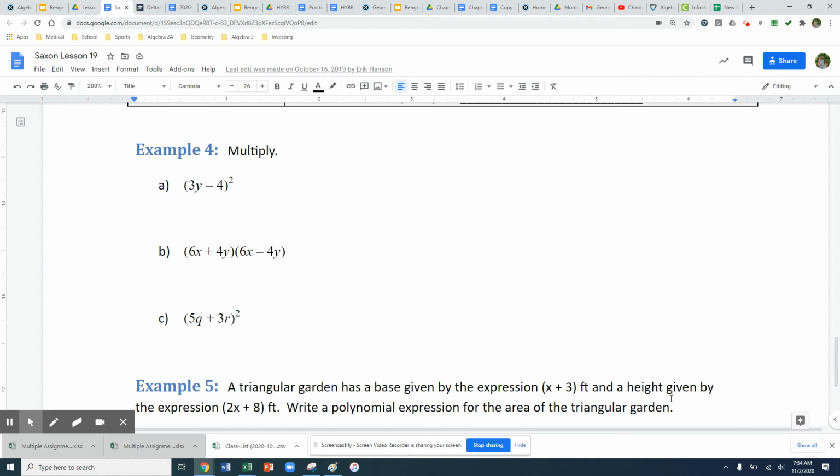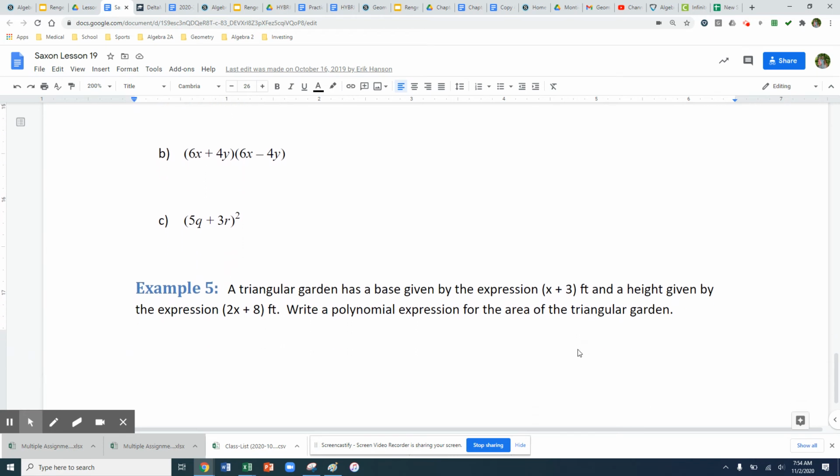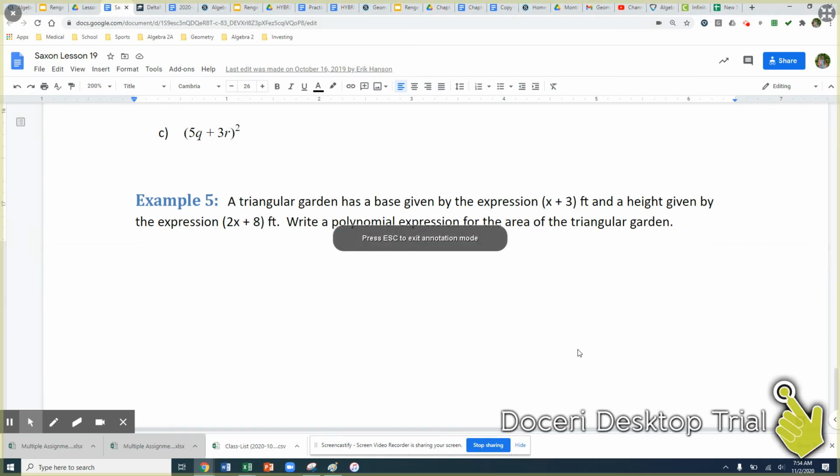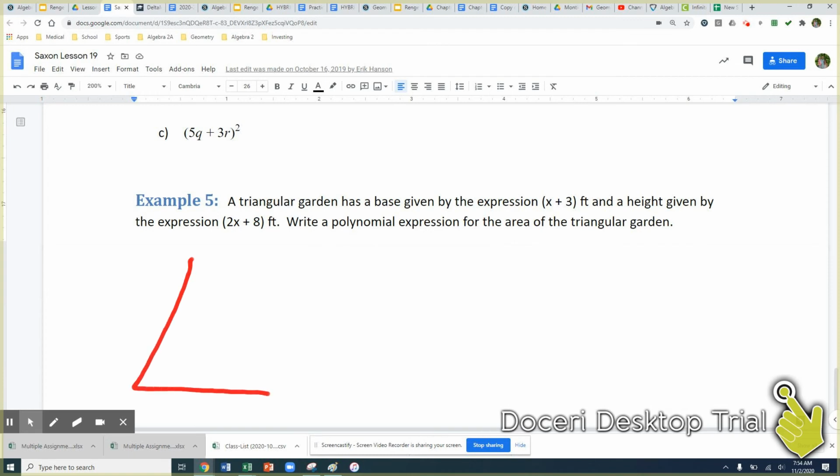It says a triangular garden has a base given by the expression x plus 3 and a height given by the expression 2x plus 8. Write a polynomial expression for the area. So triangular garden means that our garden is going to look like a triangle. The base of that garden is x plus 3, and the height of that garden is 2x plus 8. So there are our two measurements. And we want to find the area.